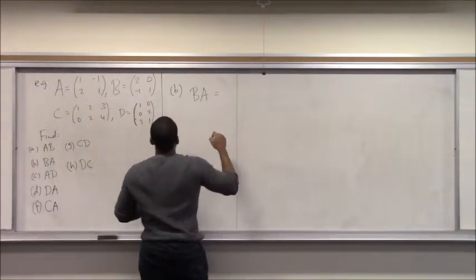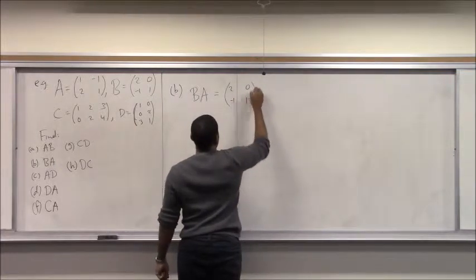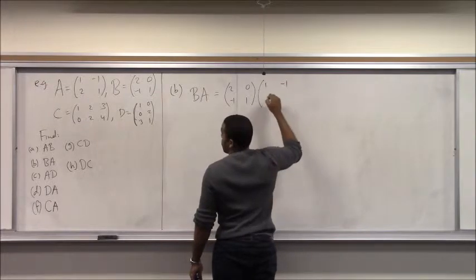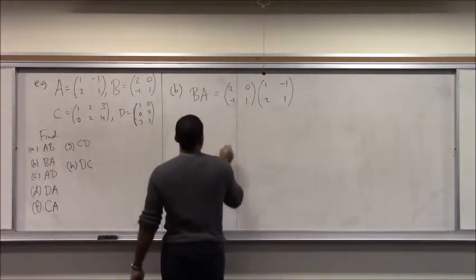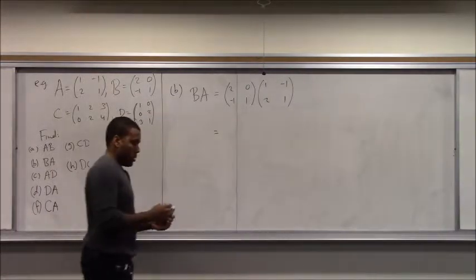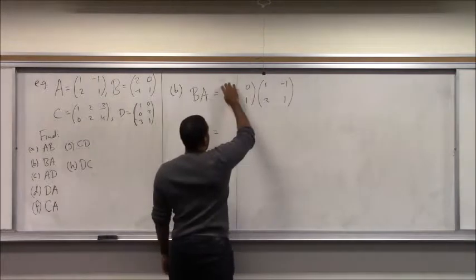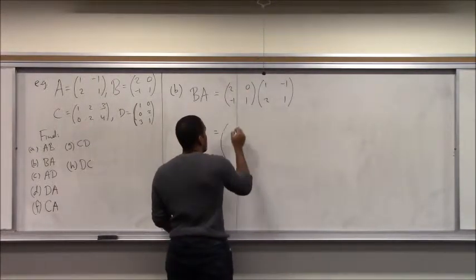So B times A would be the opposite. This is 2, 0, minus 1, 1. And A is 1, minus 1, 2, 1. So again, let me run through this one. First row times first column goes into the first position.